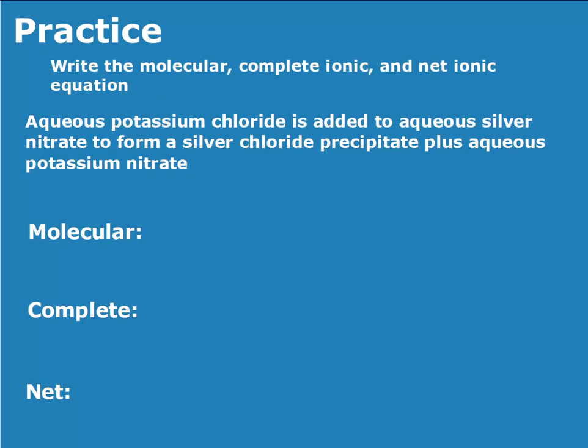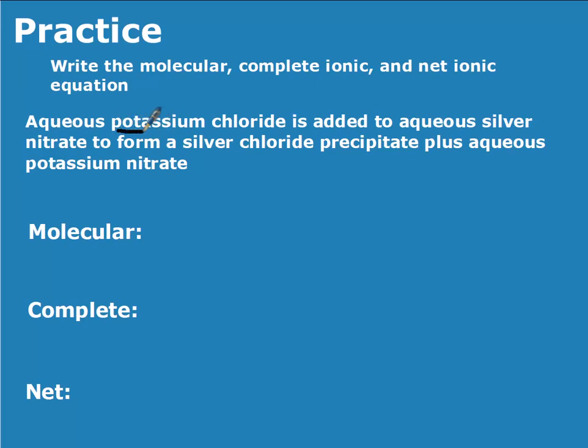So here we're going to write the molecular, complete, and net ionic equations for when aqueous potassium chloride is added to aqueous silver nitrate to form a silver chloride precipitate plus aqueous potassium nitrate. So our molecular equation is just writing the components as they are.